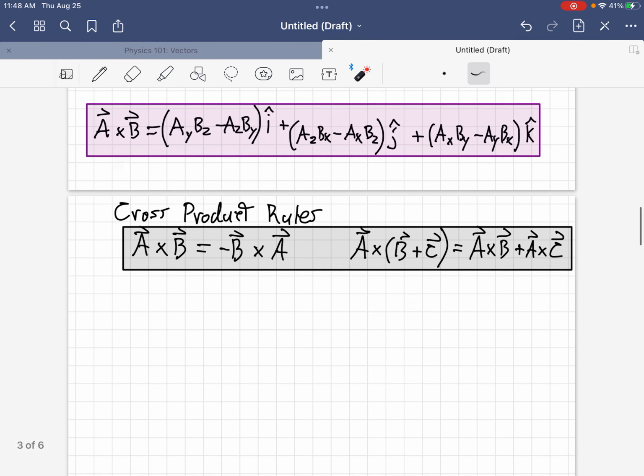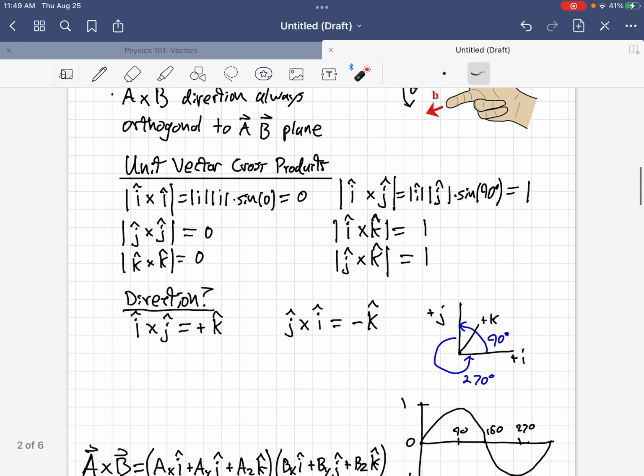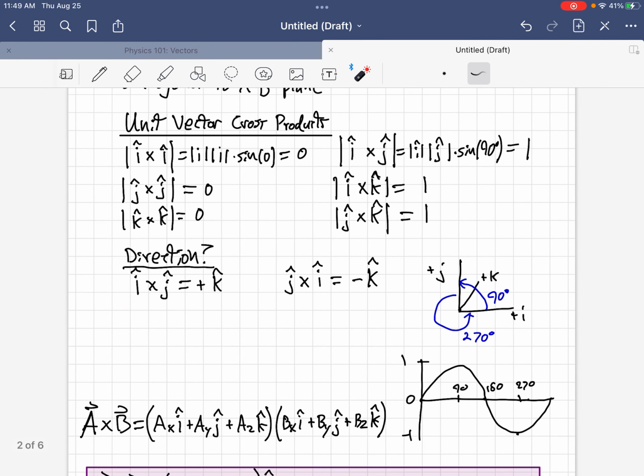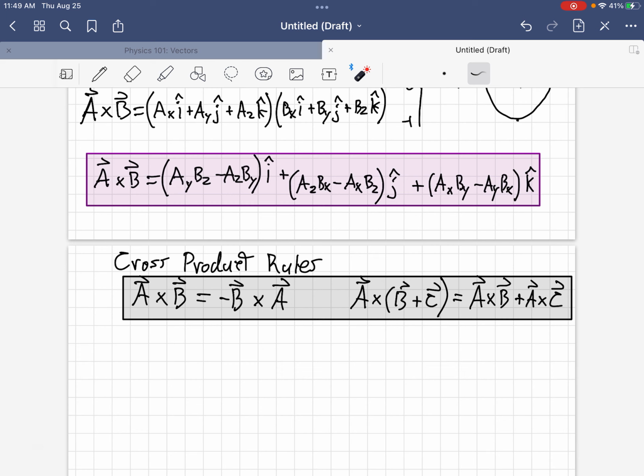All right, so some cross product rules. This makes it different than the dot product. A cross B does not equal B cross A. A cross B equals negative B cross A. So that kind of makes sense from before, when we talked about how I cross J equals positive K, but J cross I equals negative K. All right, but similar to the dot product, it also distributes. So A cross (B plus C) is equal to A cross B plus A cross C.